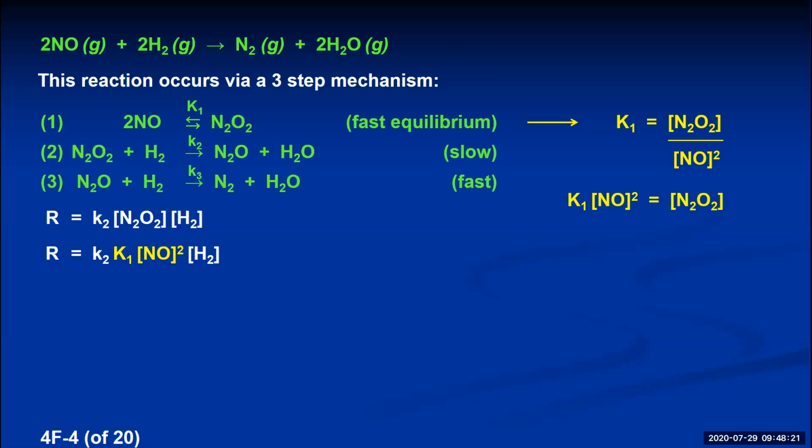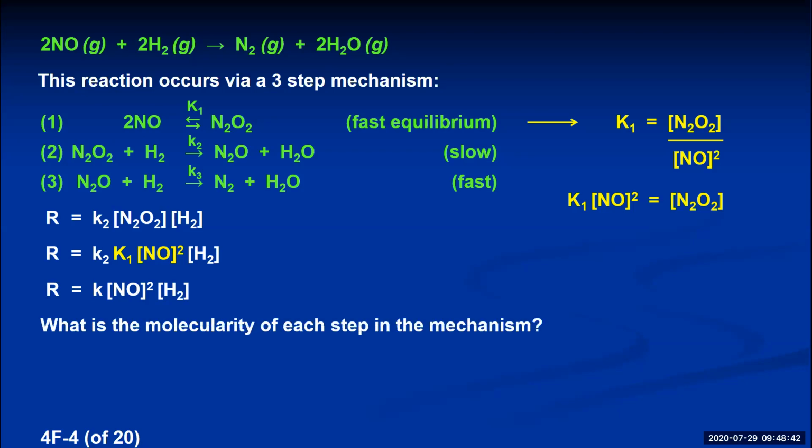I'm just going to multiply the K2 and the K1 together, and I'm going to call it K for this overall reaction. So our rate law is going to equal K times the concentration of NO squared times the concentration of H2. If I asked you what's the order of this reaction, you would say it's second order in NO, first order in hydrogen, third order overall.